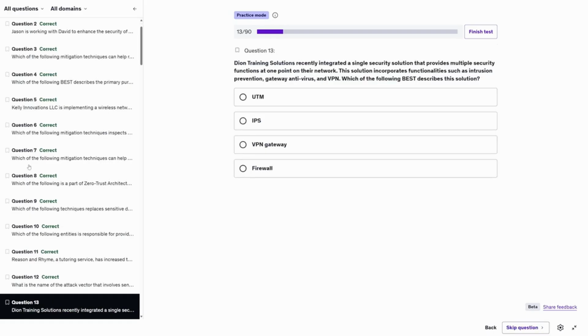Dion Training Solutions recently integrated a single security solution that provides multiple security functions at one point in their network. The solution incorporates functionalities such as intrusion prevention, gateway antivirus, and VPN. Which of the following best describes this solution? The correct answer here is UTM.